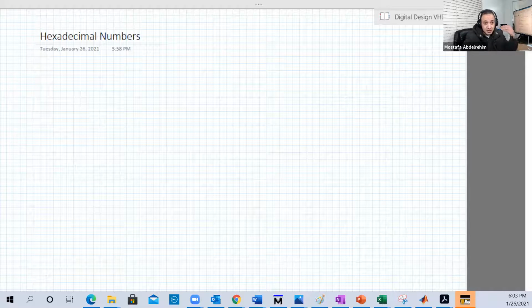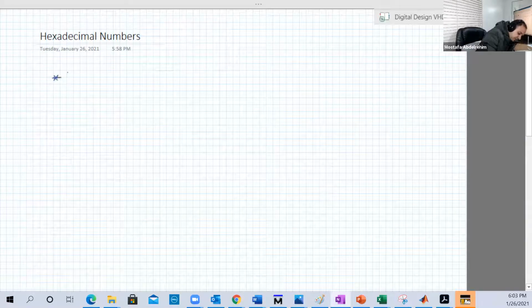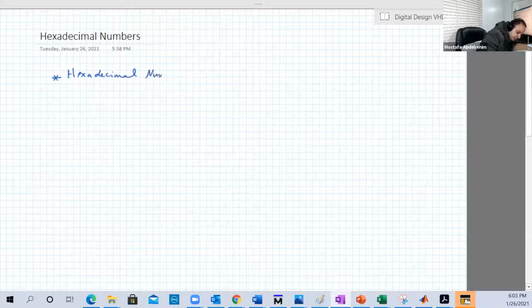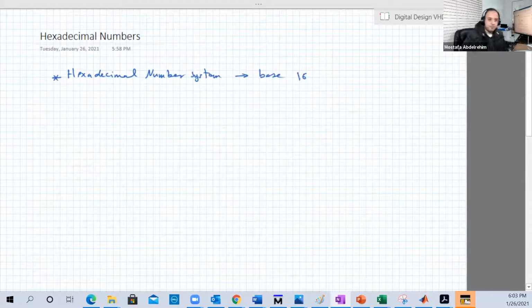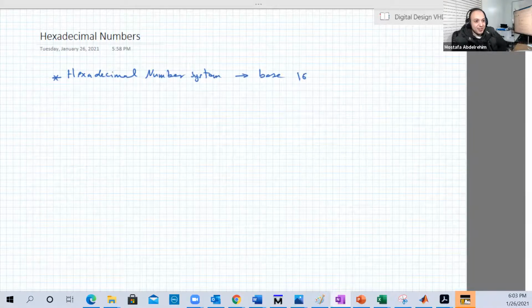Hexadecimal is another system like the decimal and the binary, but the base here is 16. So in the hexadecimal number, the base is 16. So basically we have 16 symbols to represent the numbers. Let's see what these symbols are.